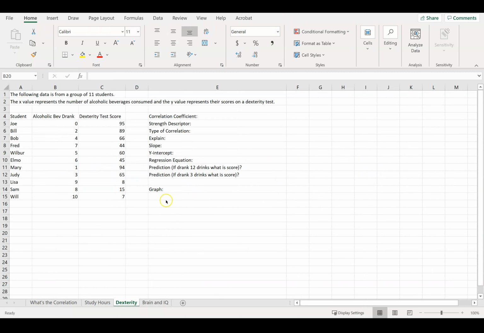Okay, here we go. This is the Excel practice, and the last thing we're going to do. So I already did where's the correlation. Study hours and brain IQ I'm going to leave for you. Those are going to have their answers online. You should check those out. I'll go through the dexterity problem.